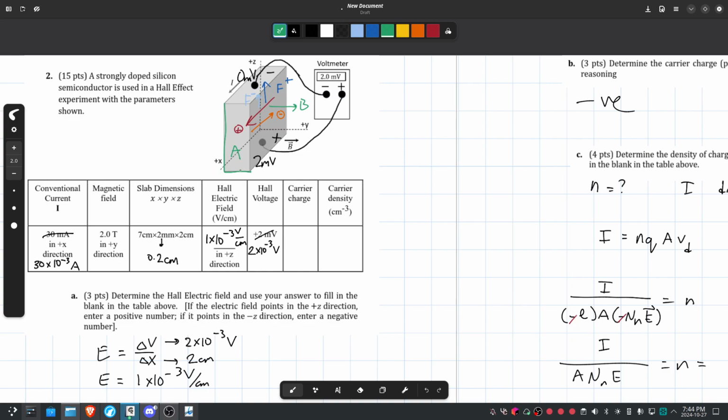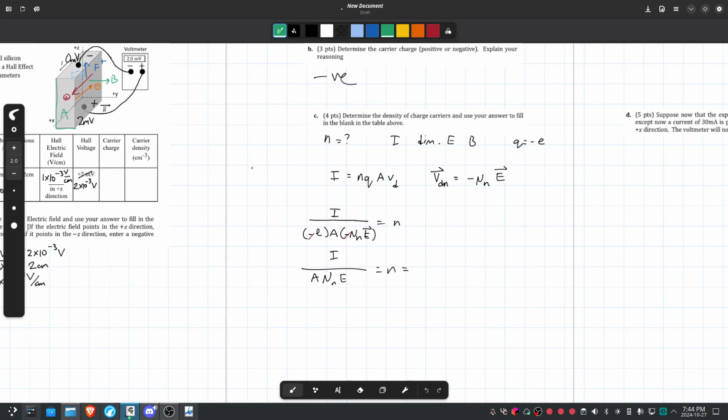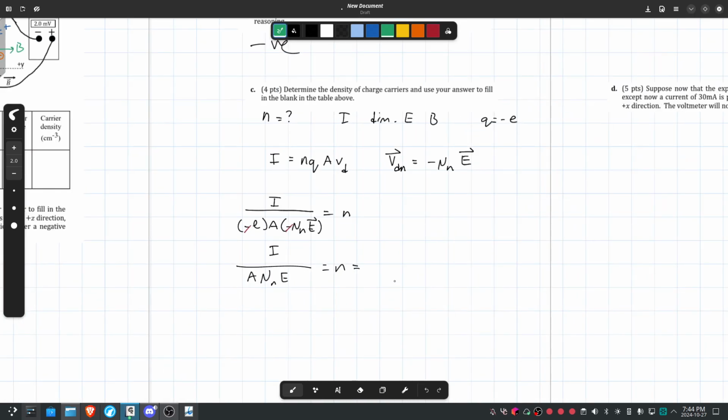Okay, 7 centimeters. Oh, no, they do match. I'm stupid. So, area is going to be Z times Y, which is 0.2 times 2. That's 0.4 centimeters squared.